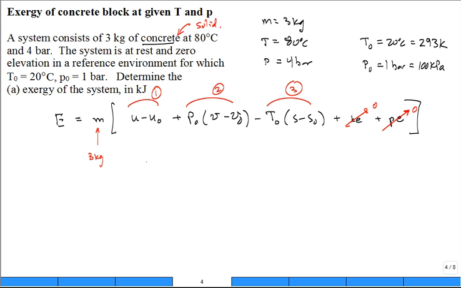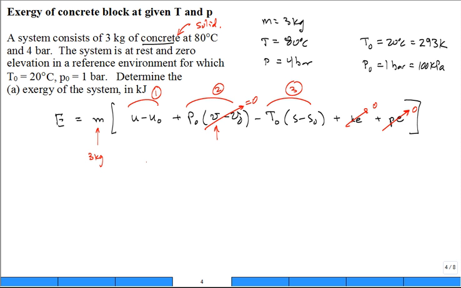So the concrete starts at 80 degrees C and 4 bar. It has some specific volume. We don't know it. It's a reciprocal of the mass density, so you could look it up in the table. But when it goes to 20 degrees C and 100 kilopascal, it doesn't change volume. So what is this term that's equal to 0? So the whole middle term is 0. Got it? True? It's incompressible.